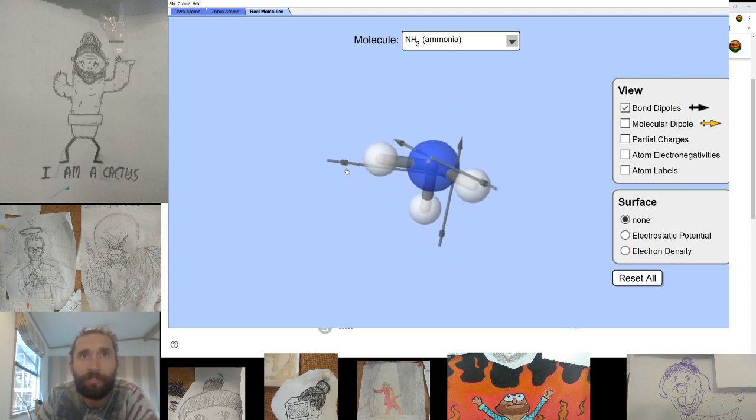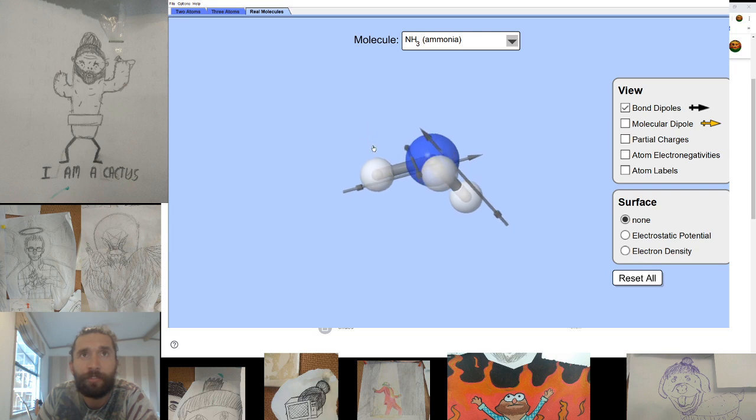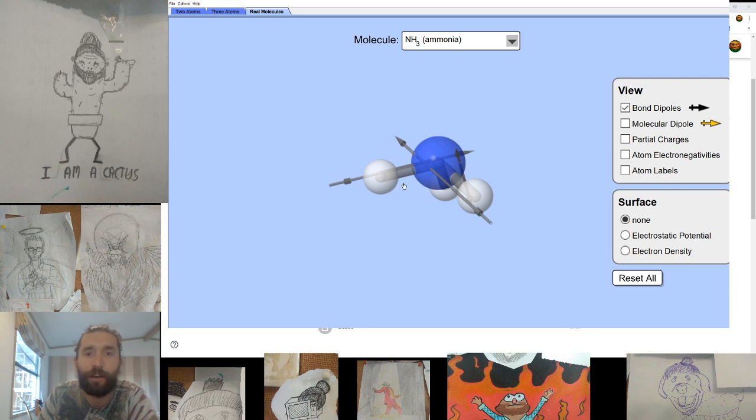Just trying to rotate this thing. Not as easy as it looks. Anyway, whatever. If you add them all together, you end up with a molecular dipole going straight upwards, as so.